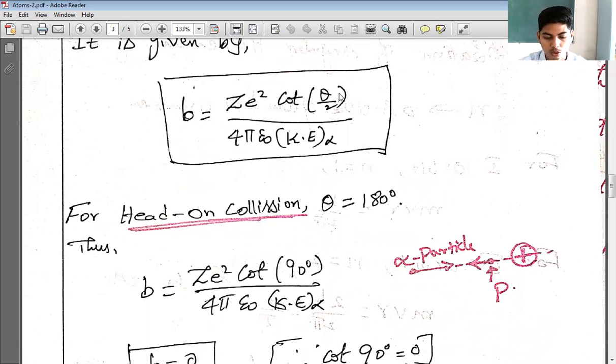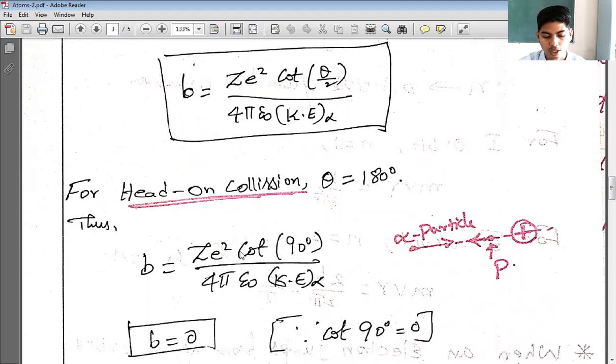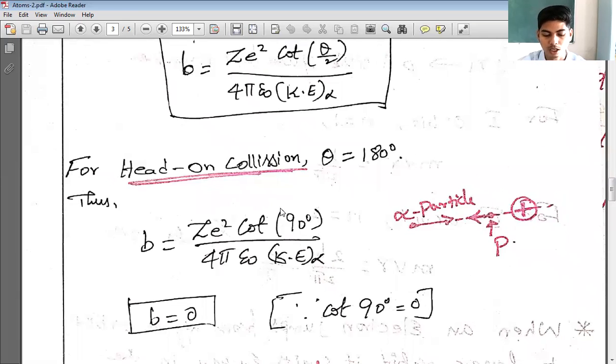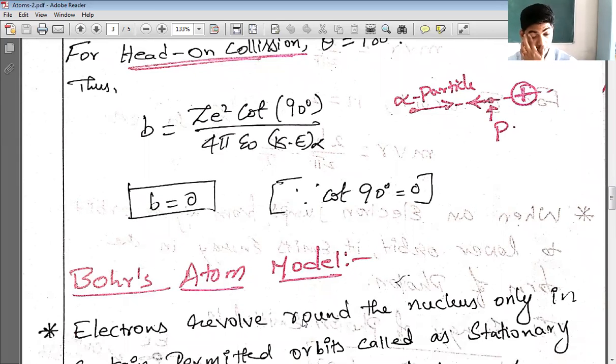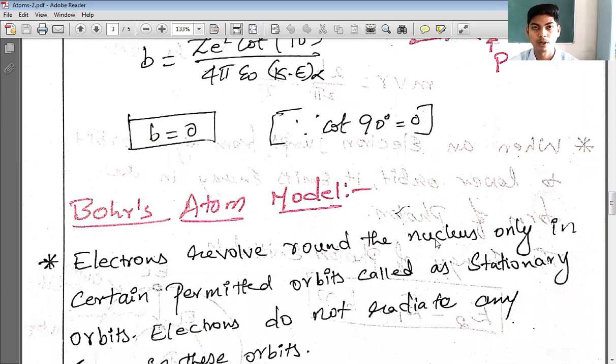If you substitute this 180 here, it becomes cot 180 by 2. 180 by 2 is 90. So z e square cot 90 divided by 4 pi epsilon naught kinetic energy of alpha particle. We know that cot 90 is 0, and 0 into anything will be 0. So during head-on collision, the impact parameter will be minimum, 0. Right? So this is regarding the idea of impact parameter.